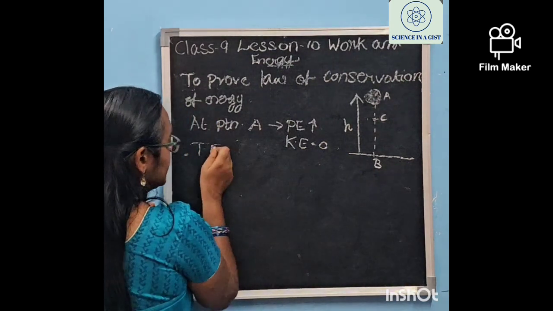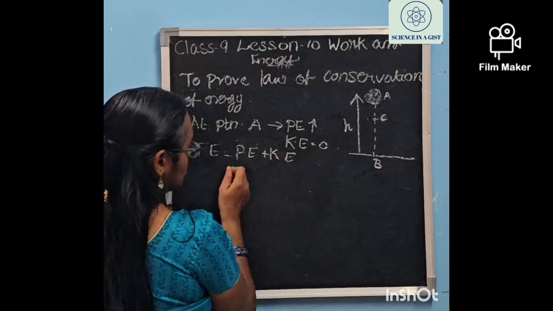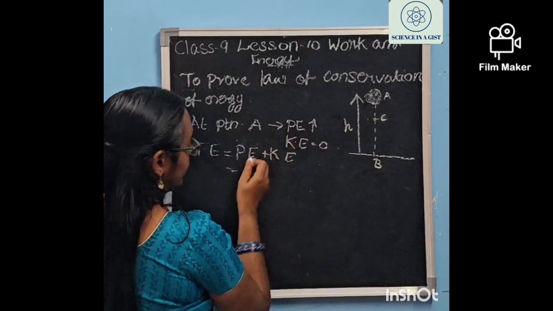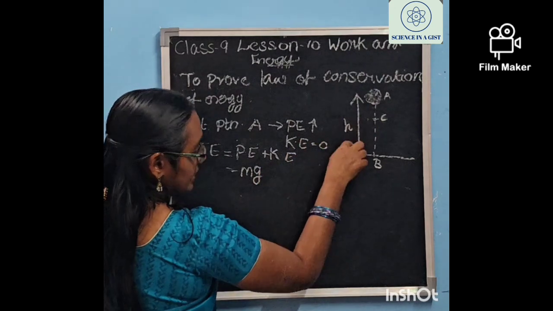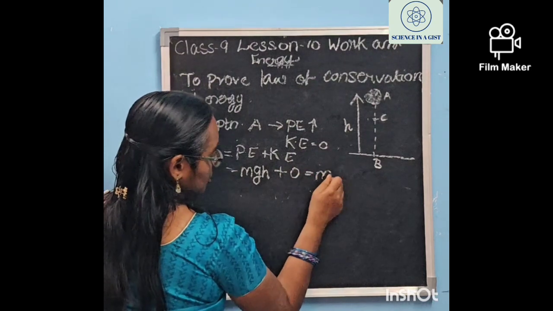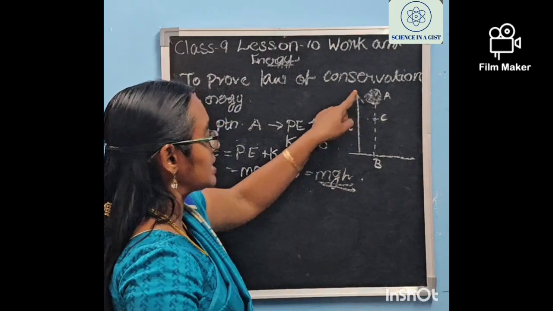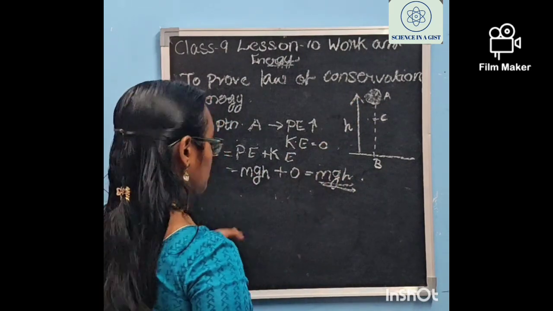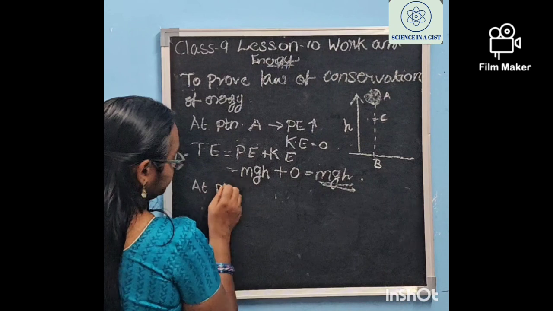So what will be the total energy? Total energy is potential energy plus kinetic energy. What is potential energy? It is mg, as the height is h, so mgh plus 0 is equal to mgh. Did you get it, ma'am? At position A, this is the total energy, mgh. Now at position B.